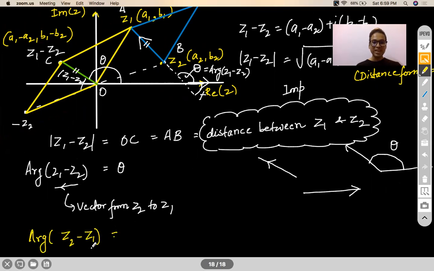In this case, your vector will come from Z1 to Z2. So your vector will come like this. And in that case, this angle will be your argument of Z2 minus Z1. Guys, please be very, very careful, because a small mistake here can lead to faulty results.